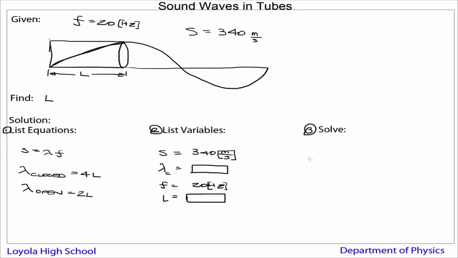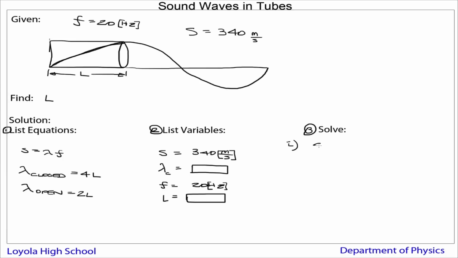Okay, so let's go to the solve part. So we want to find L, and it's the closed version here. So we need to find wavelength. In order to find wavelength, we need to go to this equation here because we know frequency and speed of sound. So it's a two-part type problem. Find the wavelength first. Once you know the wavelength of the closed tube, it's equal to 4L. So let's do the first part.